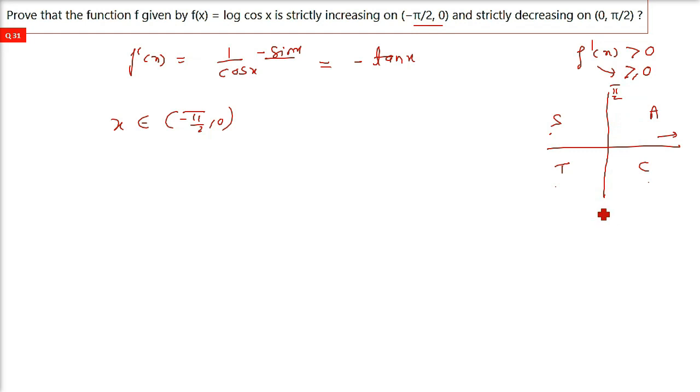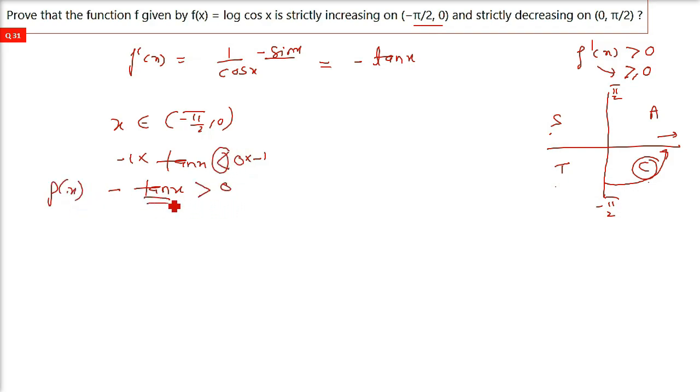This is the mirror opposite. So it is negative pi by 2. So minus pi by 2 to 0 is actually the fourth quadrant. What will be the tan x? Since only cos is positive, it is going to be less than 0. Now multiply both sides by negative 1. When you multiply by negative 1, this less than sign will change to greater than sign. So minus tan x is greater than 0.